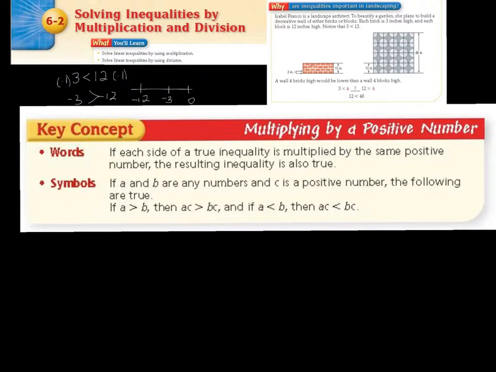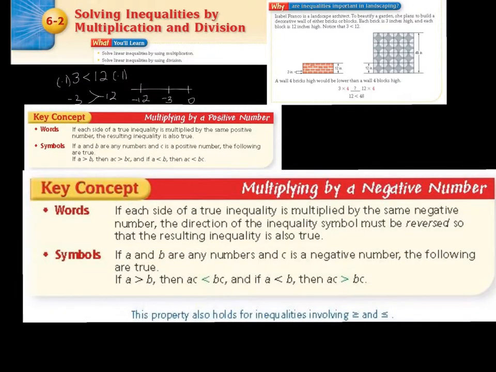If a is greater than b, then a times c is greater than b times c. And if a is less than b, then a times c is less than b times c. If each side of a true inequality is multiplied by the same negative number, the direction of the inequality symbol must be reversed so that the resulting inequality is also true.